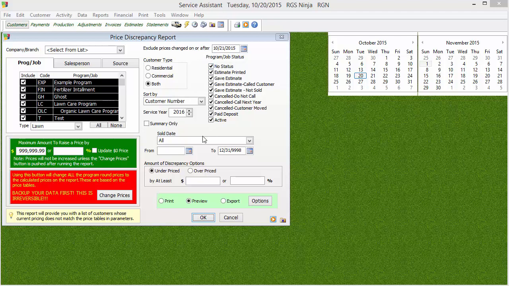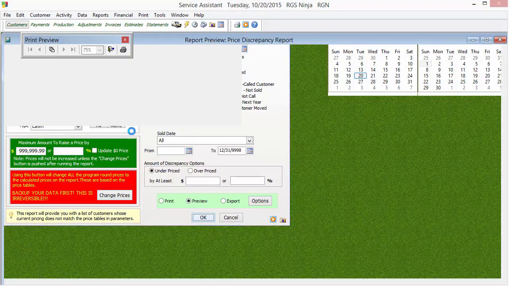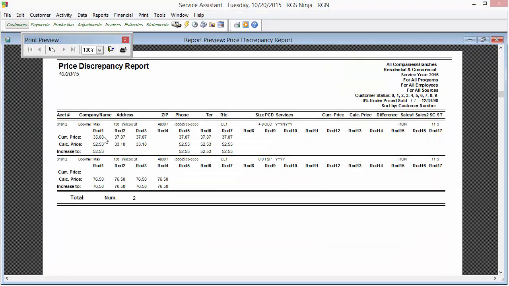So as I was saying, if we come up here and we do a preview, you'll see I have a customer in the system to where their price is $35, but it calculates out to $52.53. This service is actually priced at $37.07, and it should be $33.10 based on price chart. But you'll also notice down here where it says increase to, those ones are blank. These ones do have numbers in them.